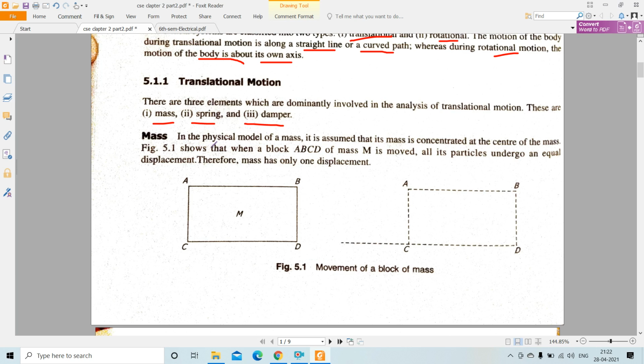So what is mass? In the physical model of a mass, it is assumed that its mass is concentrated at the center of the mass. See here, it is a block ABCD of mass m which is moved. That means all particles undergo an equal displacement, therefore mass has only one displacement. So this is moved from this place to this place. That means the whole body, all the particles of this block, undergo equal displacement.